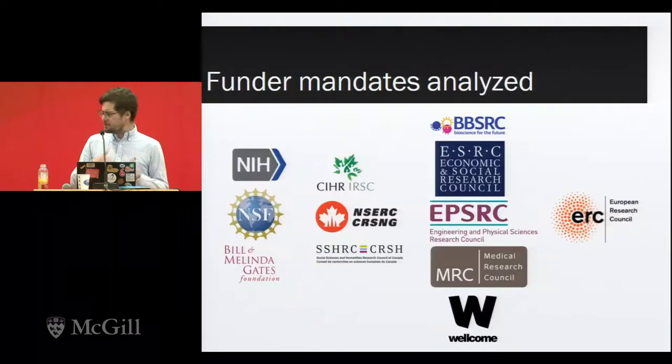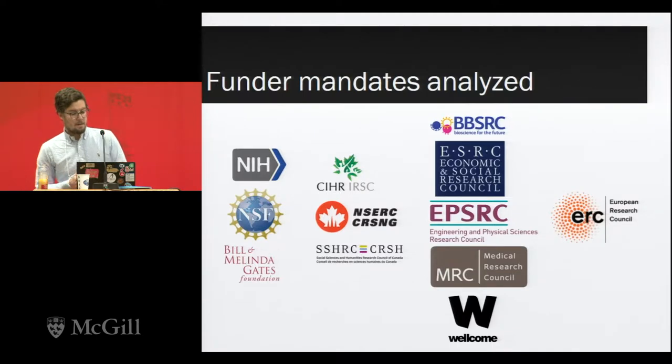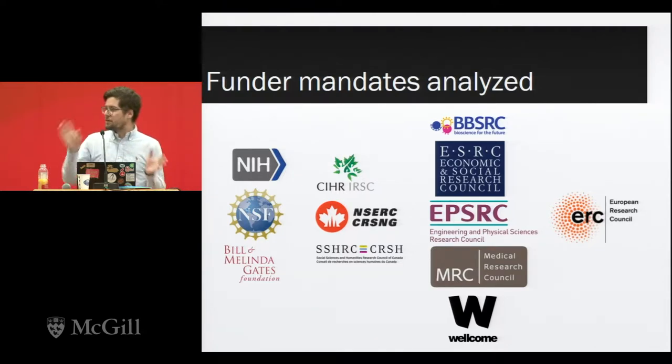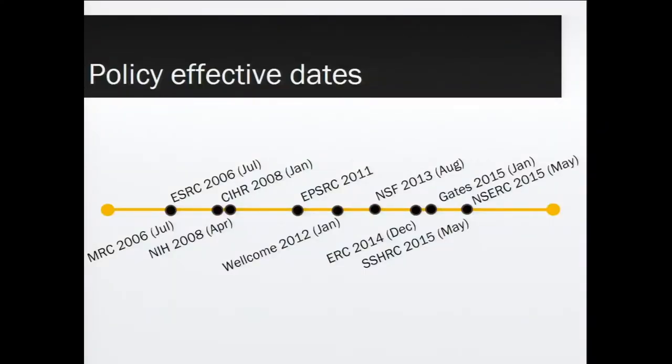So the funders that we analyzed have mandates that go throughout this spectrum. We analyzed 12 funders from four countries: three funders from the United States, three from Canada, five from the United Kingdom, and one funder for Europe, which all have different structures and different effective policy dates. Of course, the oldest that we have there are MRC, ESRC, and NIH, which are, let's say, in the early days.